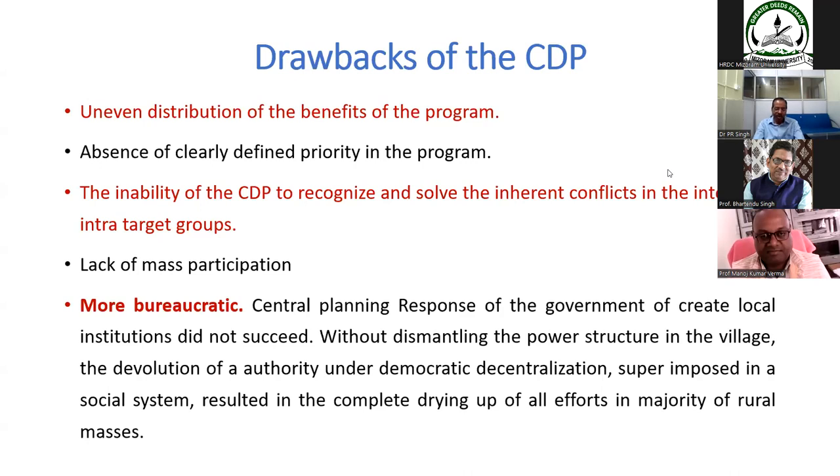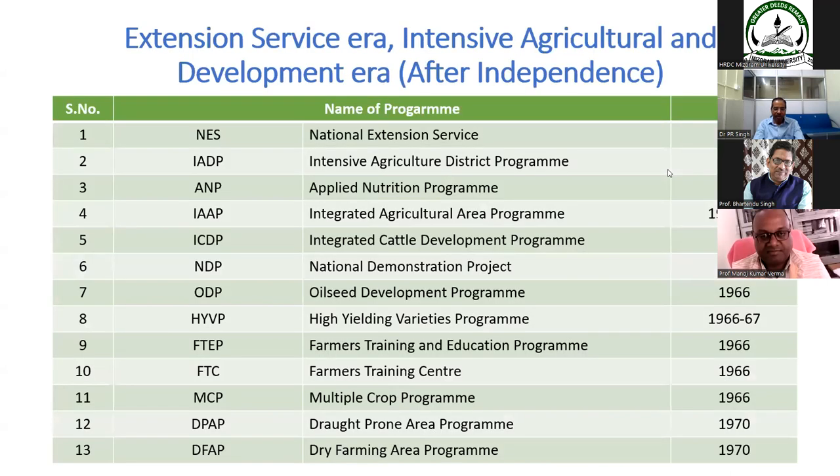Community development program was a very big program in the era from 1950 to 1980. Then after that came the extension services era, which is related to agriculture, because agriculture and rural development are linked with each other. When you develop rural areas, we develop agriculture. So the Government of India started so many programs.